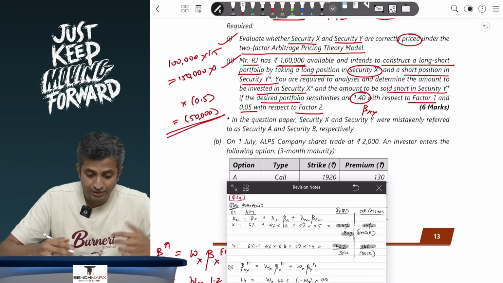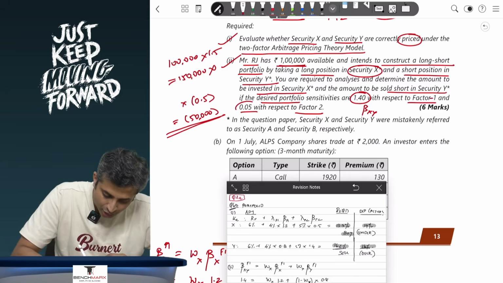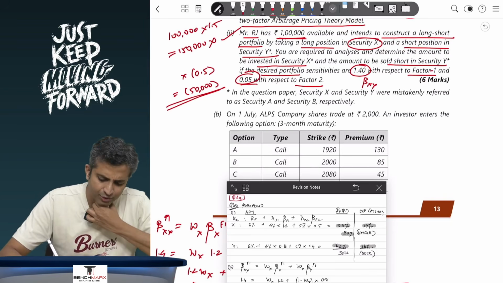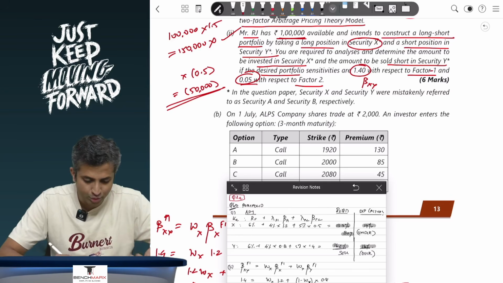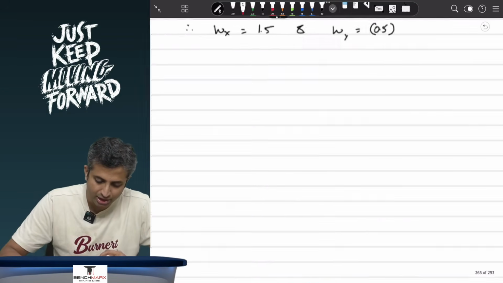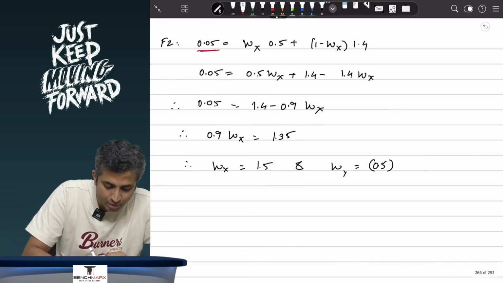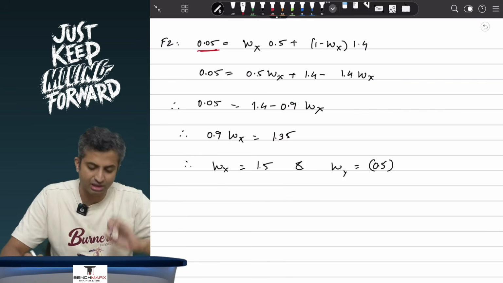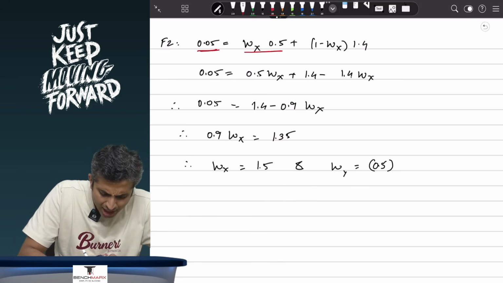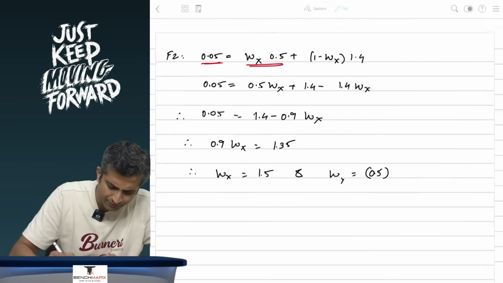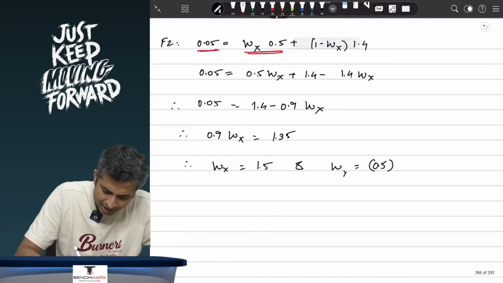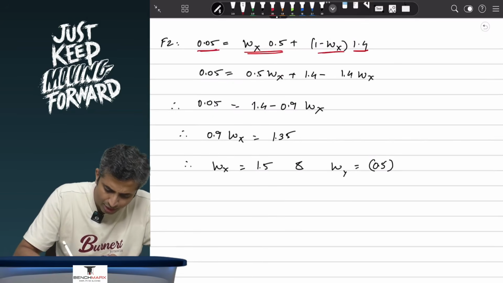Sir, but we want to verify, and factor 2 is 0.05. You can use that for the purpose of verification as well. Like for example, if you stick to the same weights, I have shown you this working to show that even if you start with 0.5, someone says, why did you start with the first factor? You can start with the second factor. So this is 0.05, and if I take the weight of X into the beta of X, this is 0.5, and the weight of Y into the beta of Y, which is 1.4, and you solve for this, you will still get exactly the same answer.